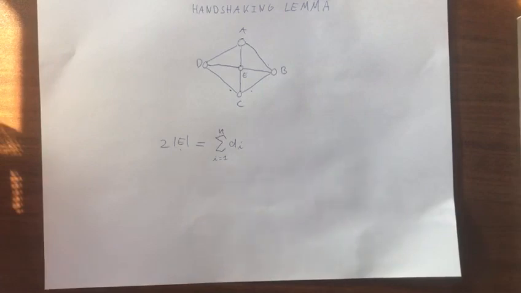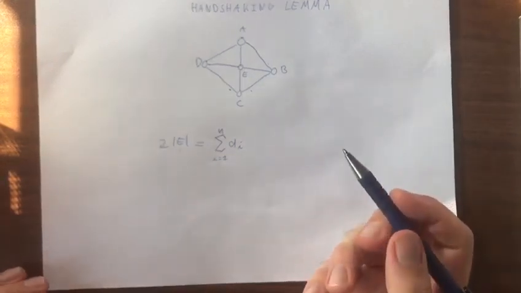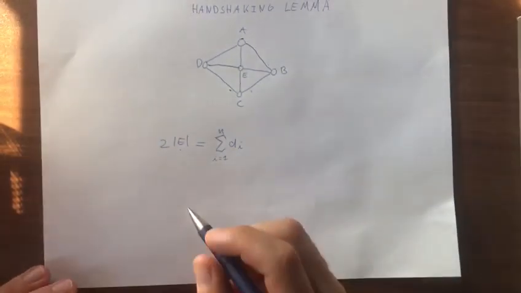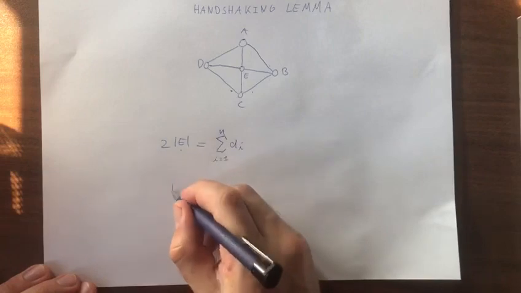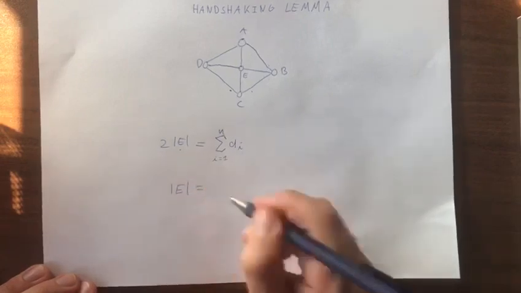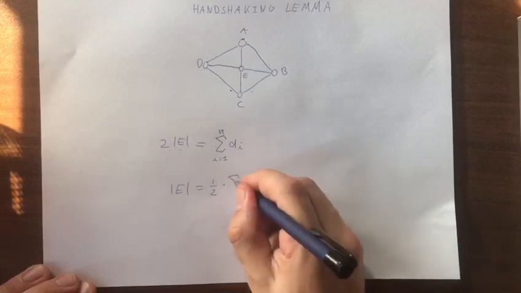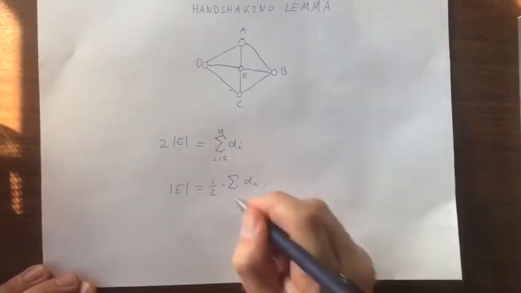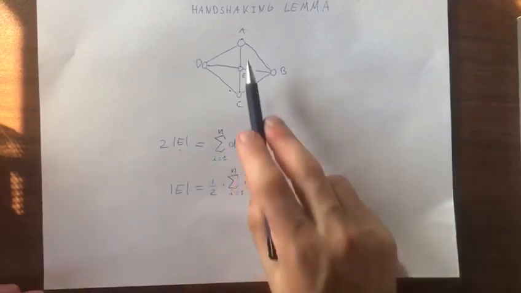So how can we find the formula that tells us the amount of edges based on the degrees? Well, we simply solve it for the amount of edges, which will give us that the amount of edges is a half times the sum of degrees. Now let's apply this formula to this graph.